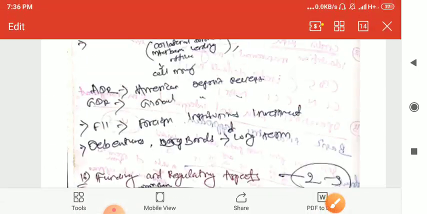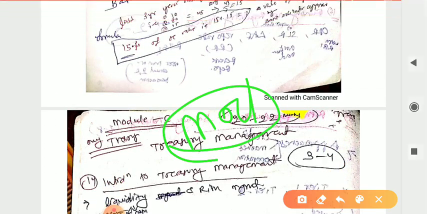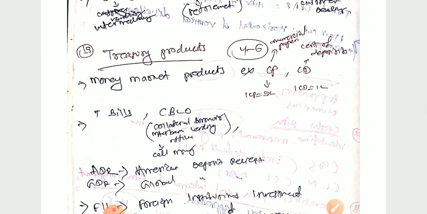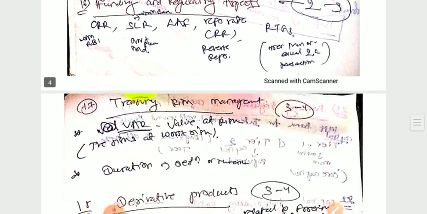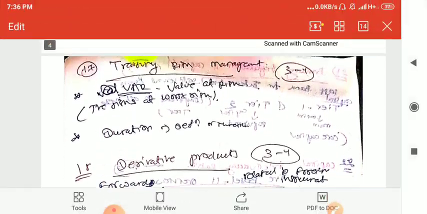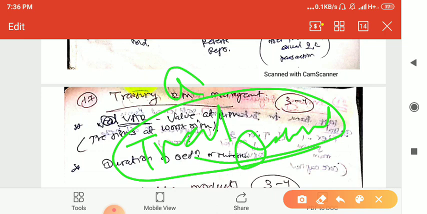So these are some important topics in module C, right? Try to cover this module C first, and try to cover it with more accuracy, because sometimes they ask more theoretical questions from this only. First, treasury products and derivative products are very important, so try to cover these more, right?